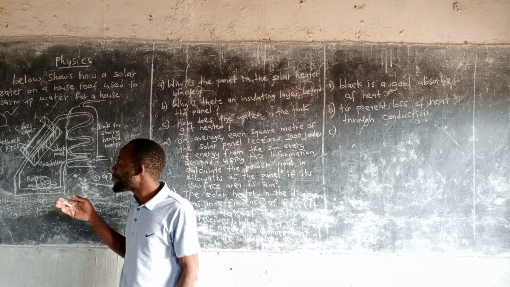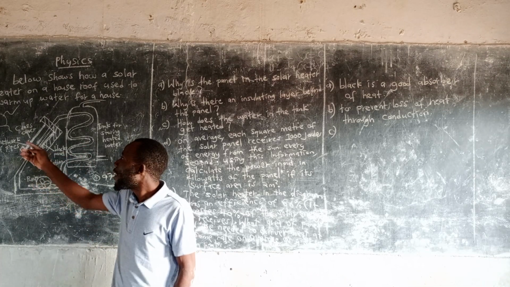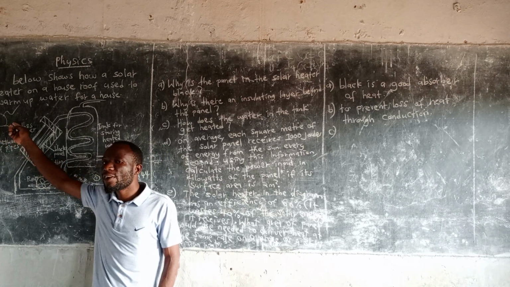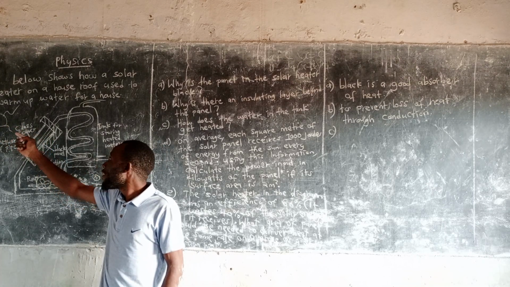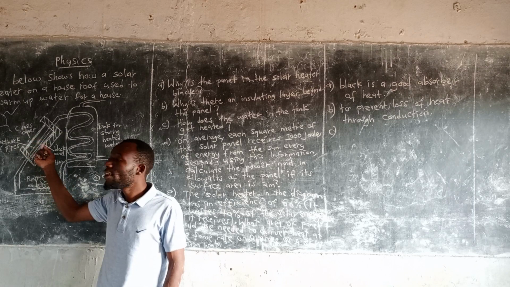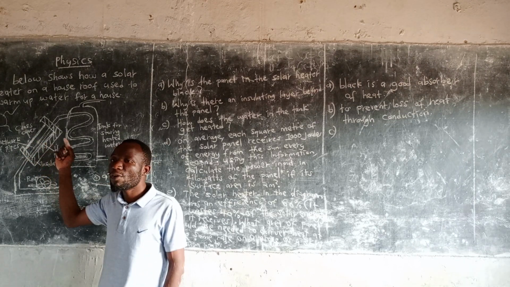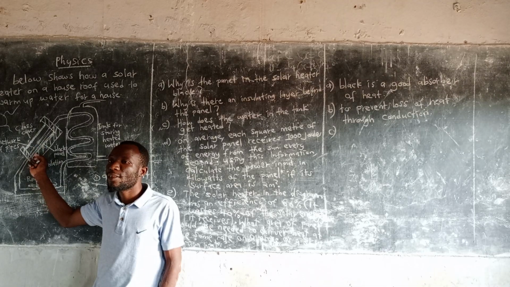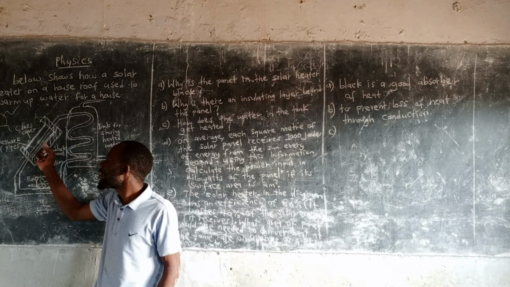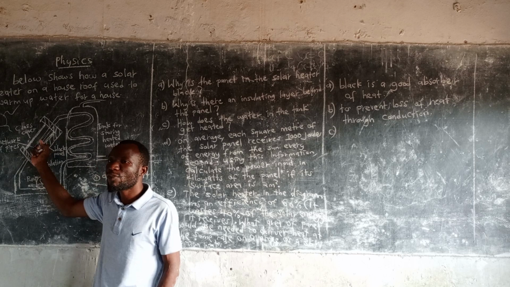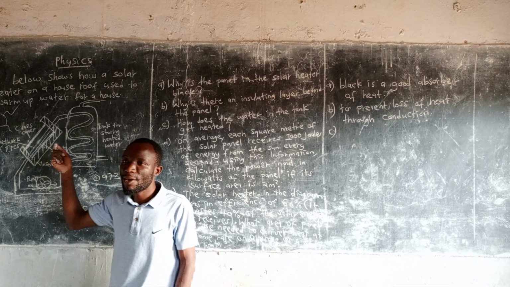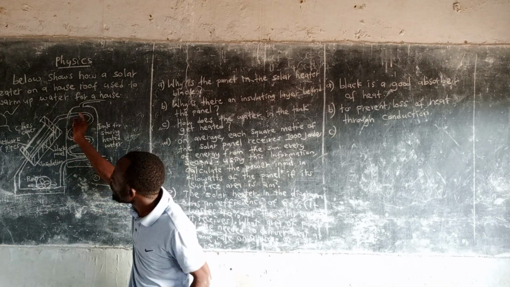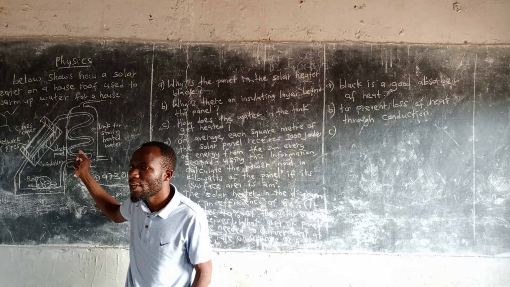No problem. We can even explain it this other way. The sun produces infrared rays. So the sun is transferring heat to this black panel through radiation. The black panel has to absorb heat. What happens next is that it will transfer the heat to the pipe through conduction. Are we together?